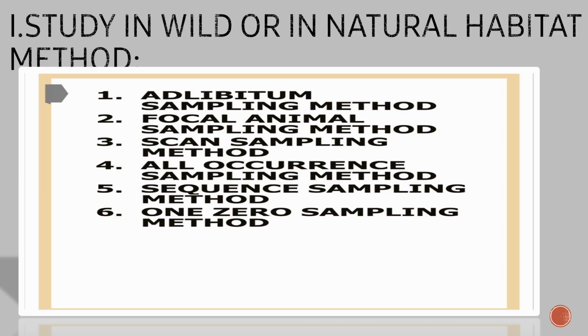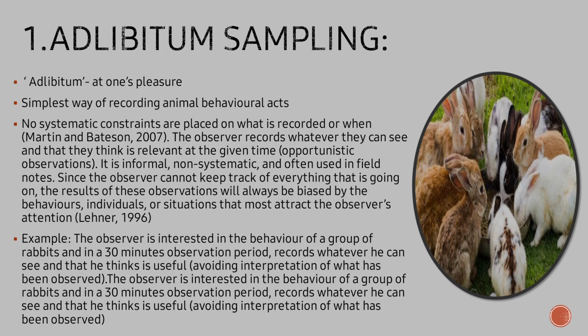These 6 are the various methods of studying animal behavior in the wild or natural habitat method: ad libitum sampling, focal animal sampling, scan sampling, all occurrence sampling, sequence sampling, 1-0 sampling. So ad libitum means at one's pleasure. It is the simplest way of recording animal behavioral acts. Here no systematic constraints are placed on what is recorded and when. The observer records whatever they can see and think is relevant at a given time.